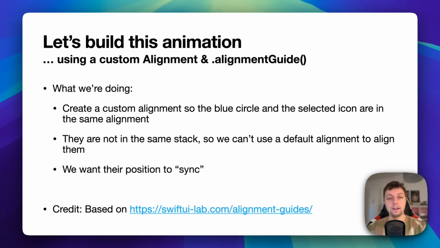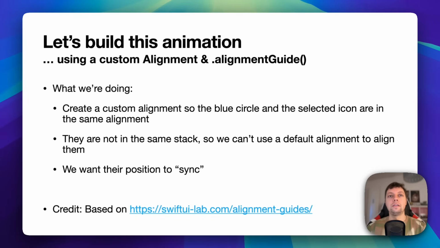So we're creating a custom alignment. So the blue circle and the selected icon are in the same alignment. And this is the real magic. This is the thing you need to understand. You're creating alignments between views, not just for a single view. The views are not in the same stack, so we can't use one of the default alignments like .center to align them. So what we want is their positions to sync.